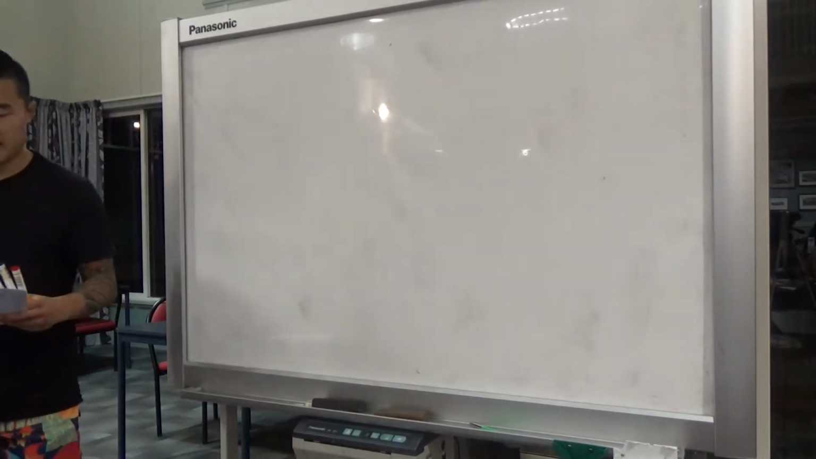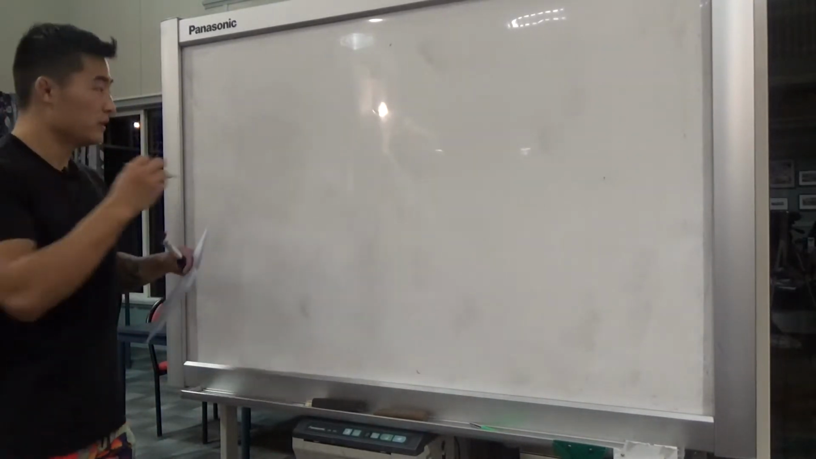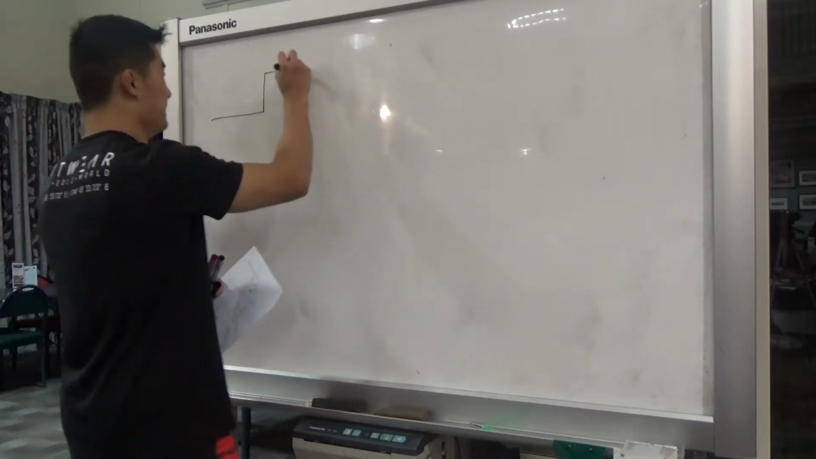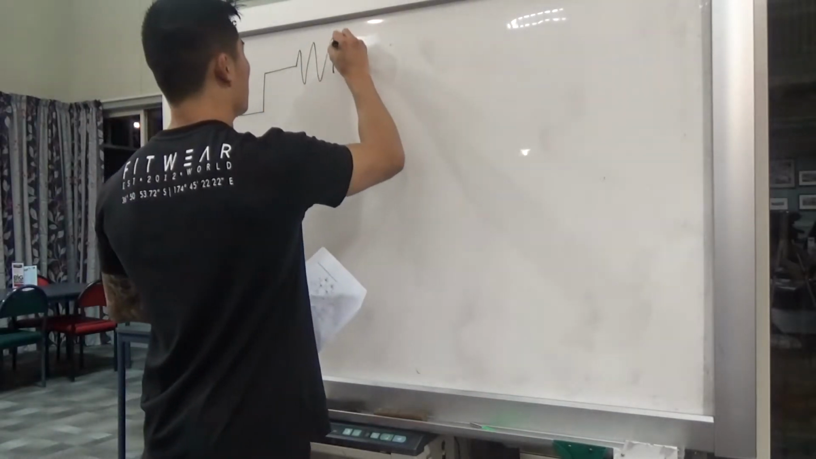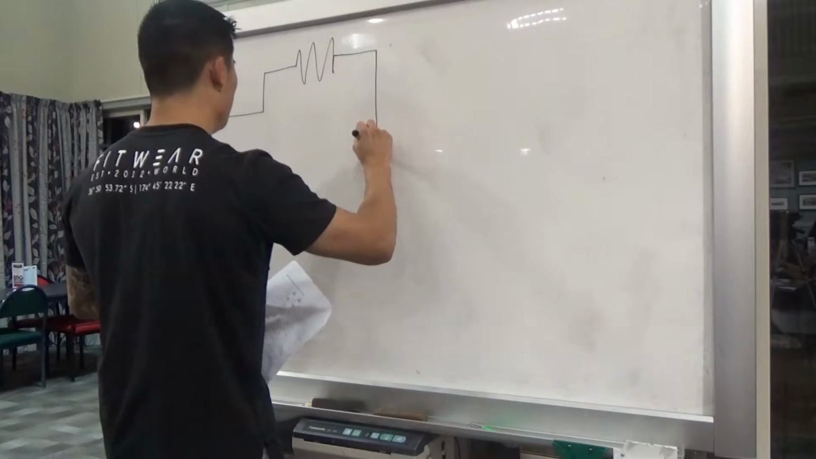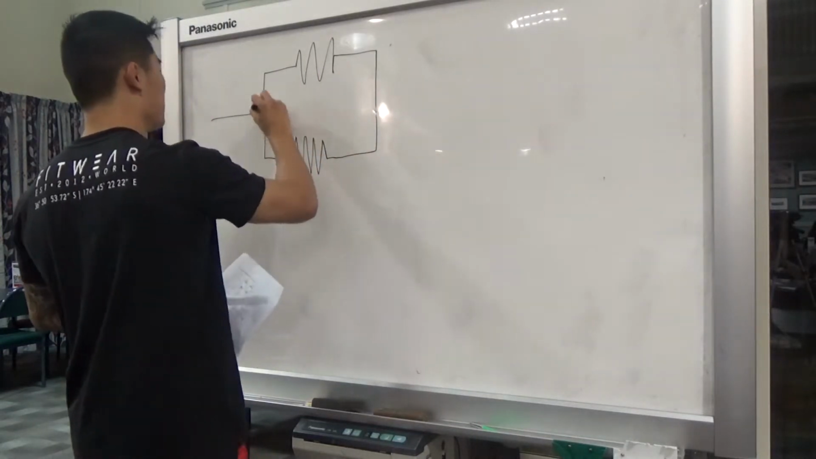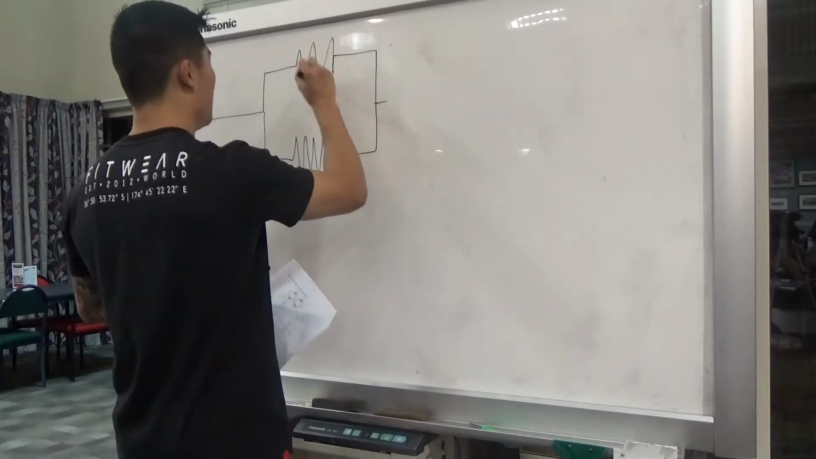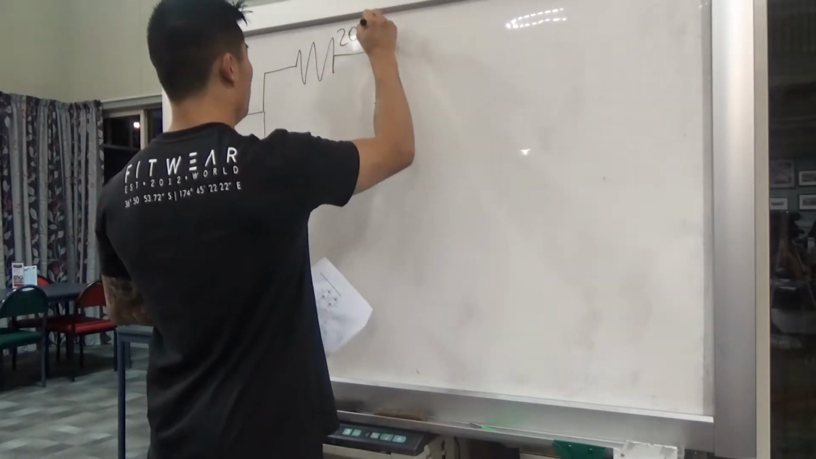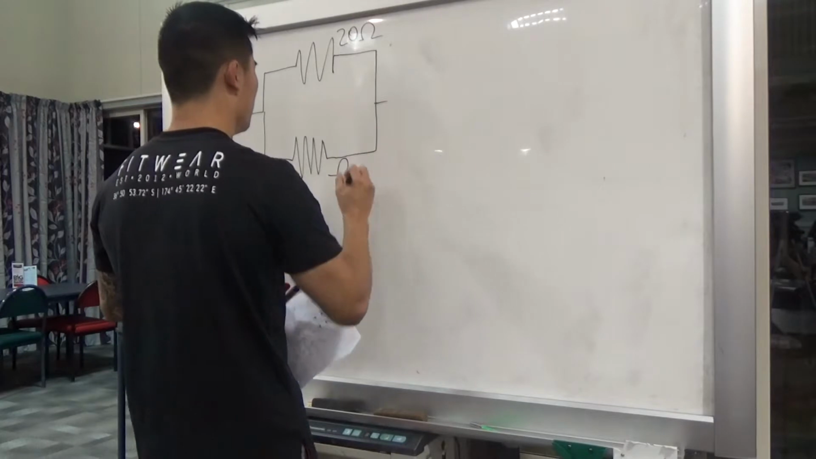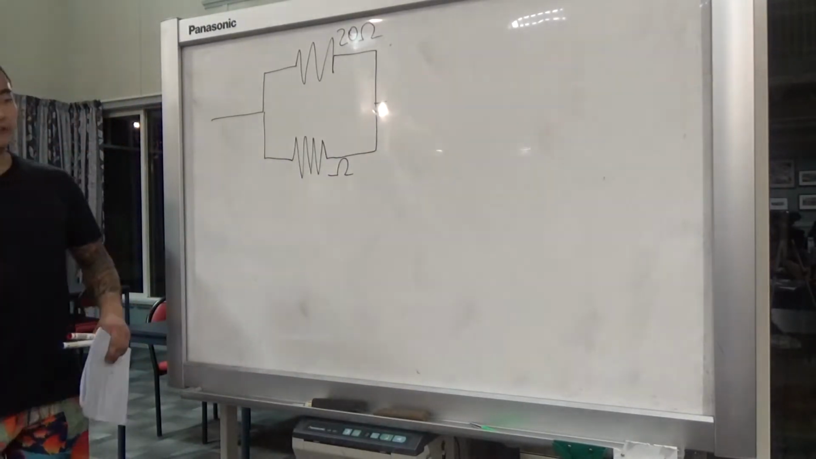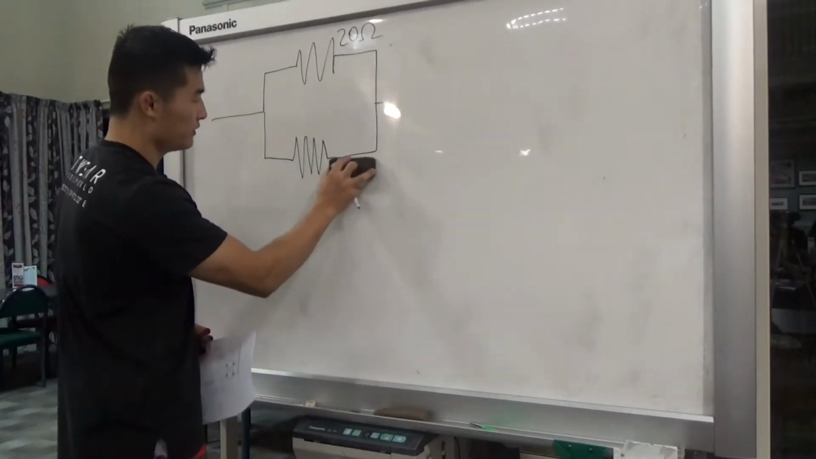So you have two 20 ohm resistors in parallel. Okay, so these are both 20 ohms. So what would the effective resistance be for these two?